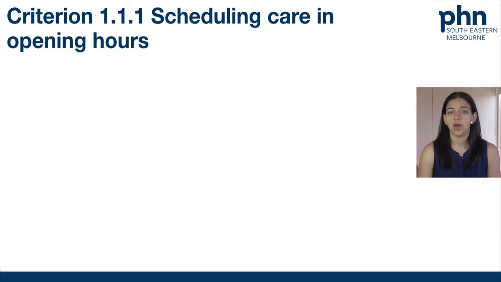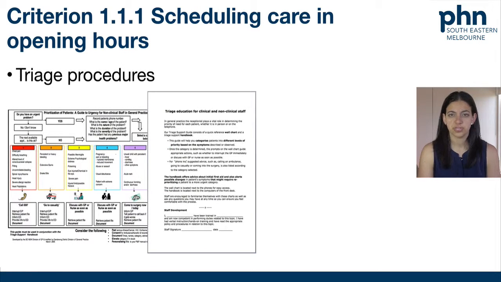Criterion 1.1.1, Scheduling Care in Opening Hours, which covers requirements for triage procedures, or how the practice prioritizes patients depending on urgency and need. The downloadable staff training sheets located in the resource guide offer guidance for staff education in this area.